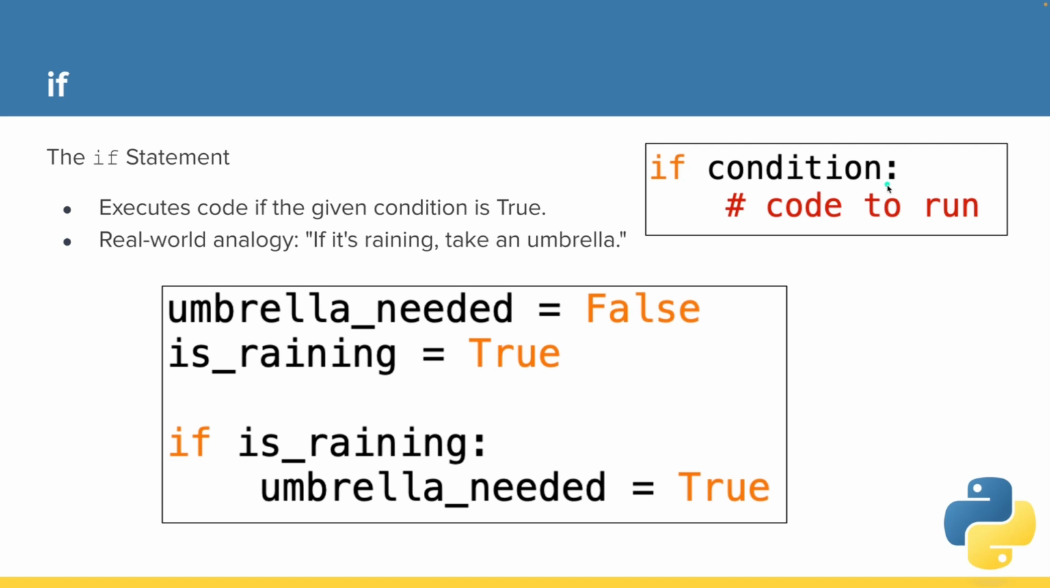So lots of things that we can do with this condition, but ultimately it's either true or false. And then following that condition, we have our colon. We always need that. That's just how Python has defined this mechanism. And then we need to indent 4 spaces or a tab to match the rest of our Python code. And then it will run this code that is indented if this condition is true.